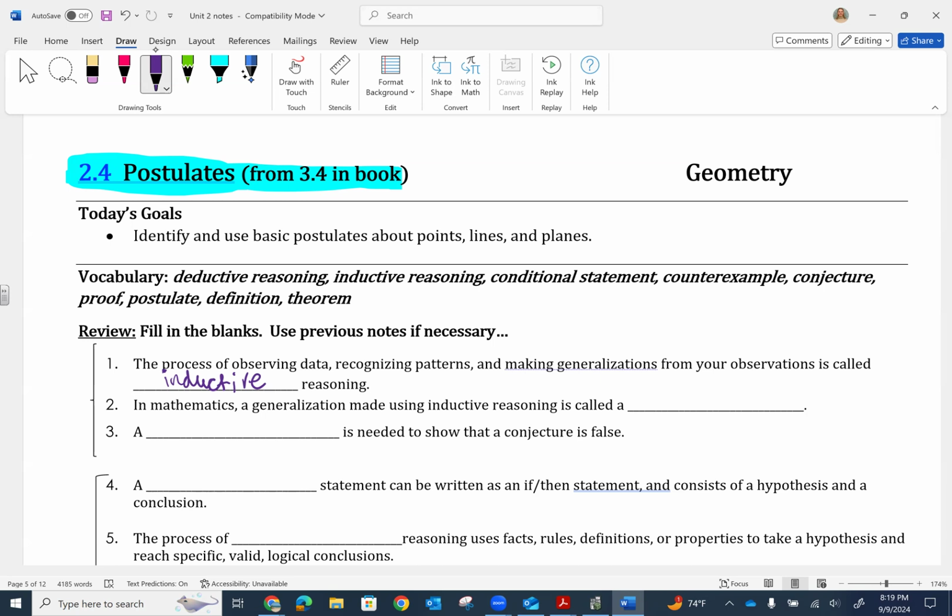The next thing: a generalization made using inductive reasoning is called a what? A conjecture. If I ask you to make a conjecture about something, like adding two negative numbers together, guess what you get? The result is another negative number. So your conjecture is, start with this, and this is what happens. And then a what is needed to show that it's false? A counterexample.